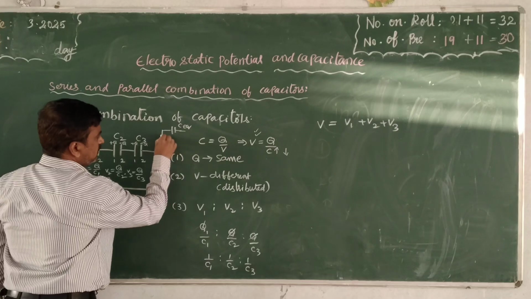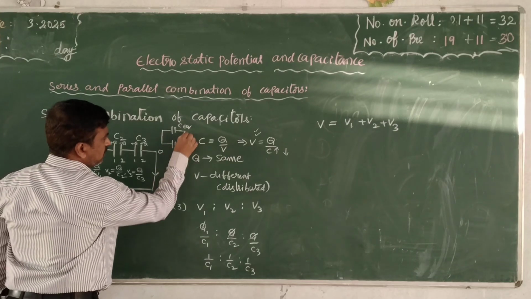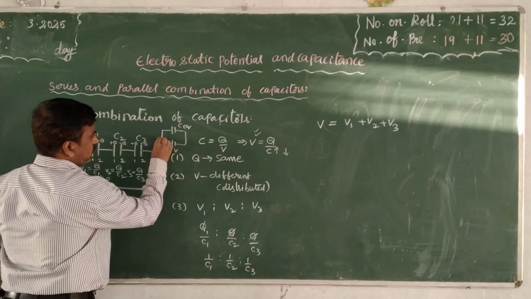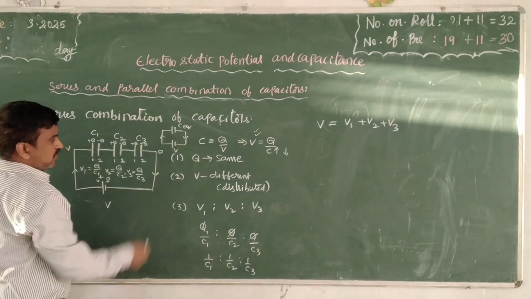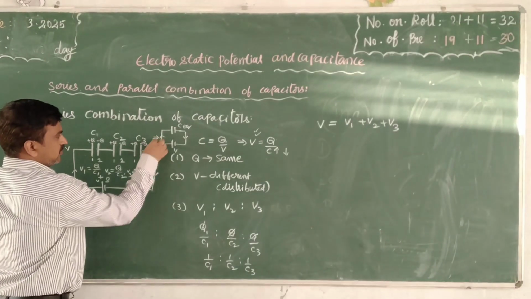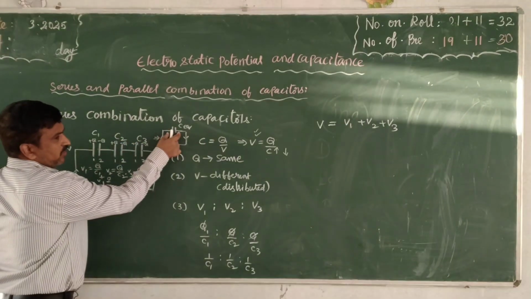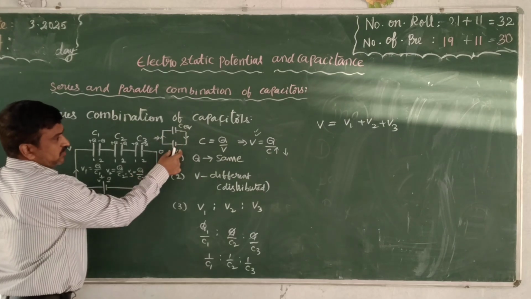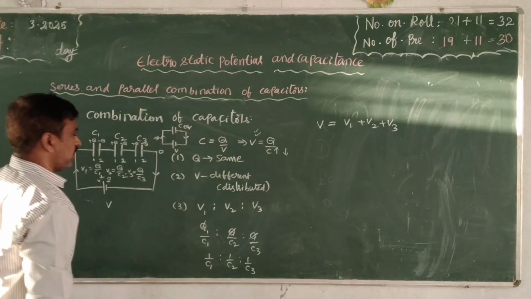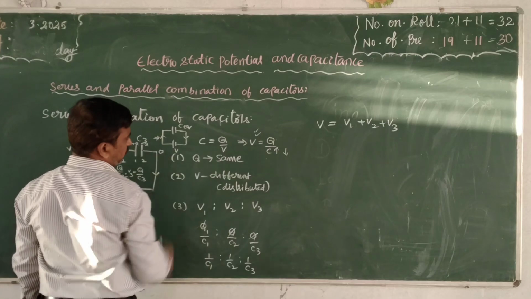Yes, it is connected to a cell, with potential V. In the circuit, the current is flowing like this. This is the equivalent, and combining these we get the equivalent capacitance with this potential. All this we can now substitute here.